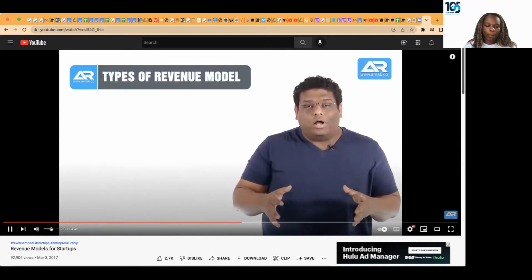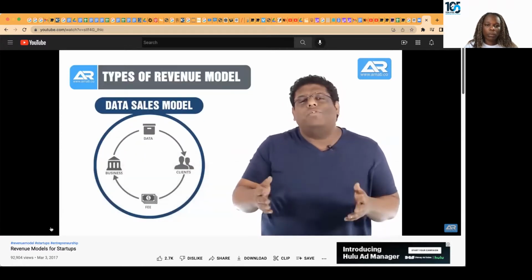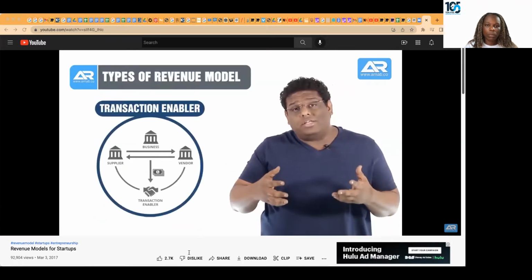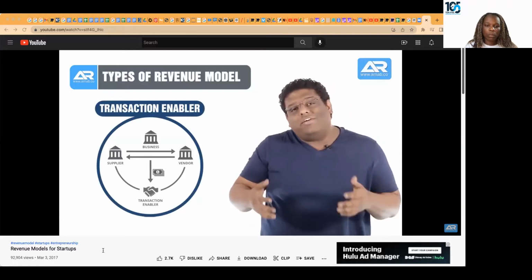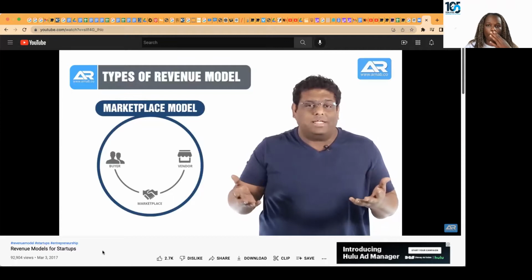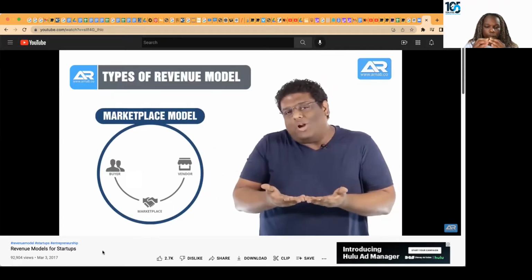You can also earn a substantial revenue by selling data that you have gathered on your website or through different processes in your company. It can also be a transaction enabler. If you're enabling any transaction, you actually get a transaction fee. Then you have marketplace. Marketplaces are pretty common these days, which allows vendors and buyers to meet at a platform, usually online.